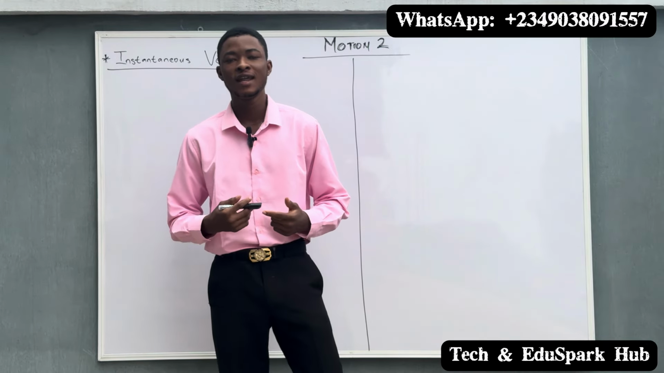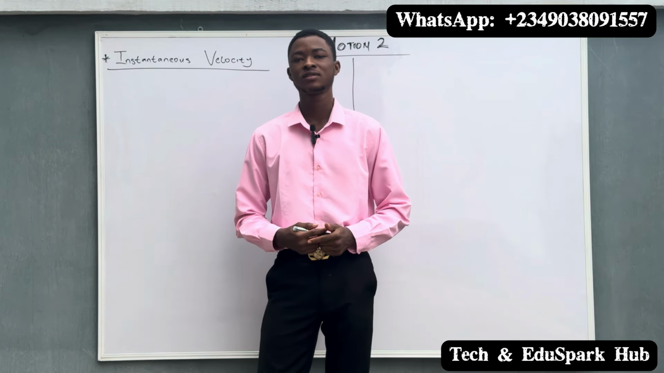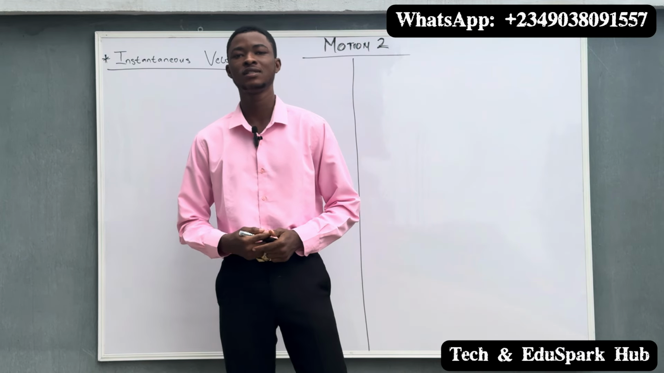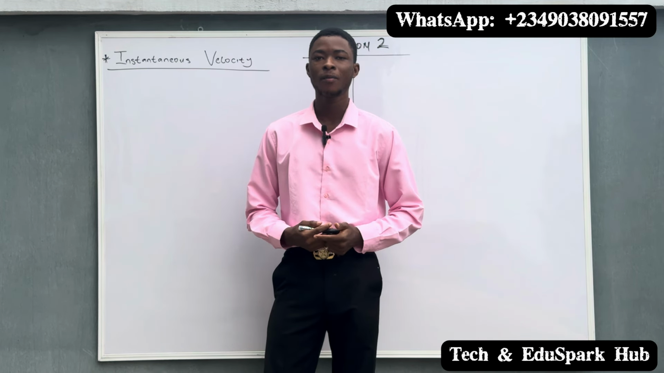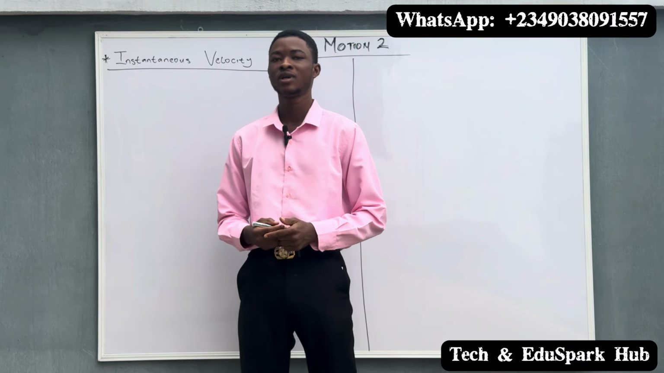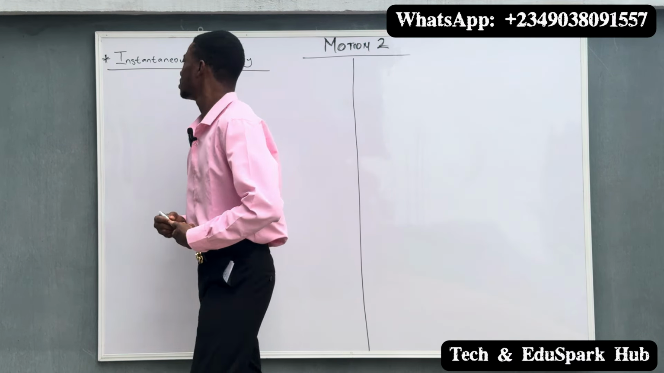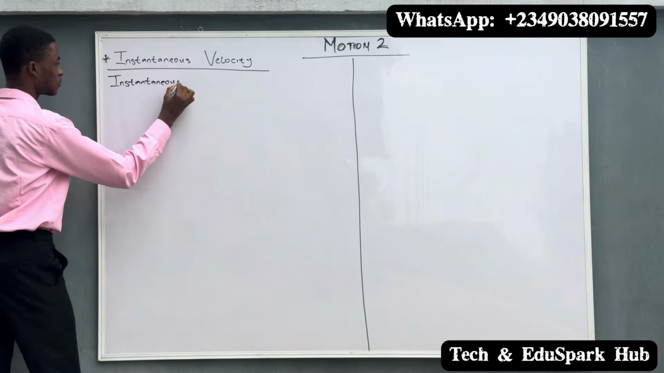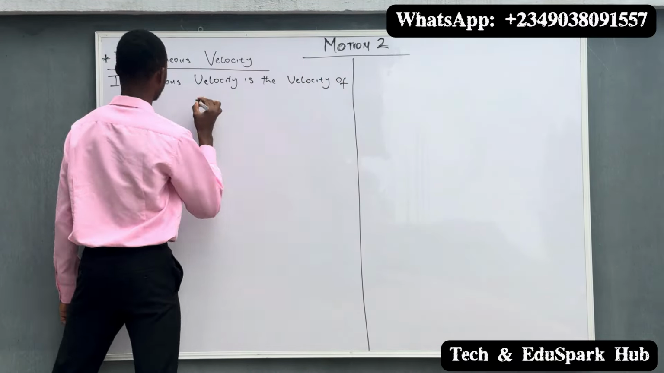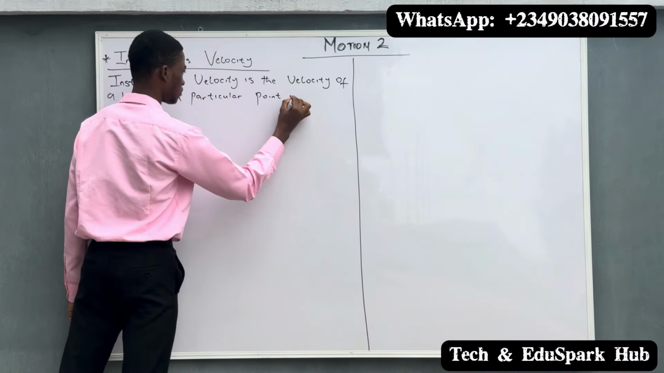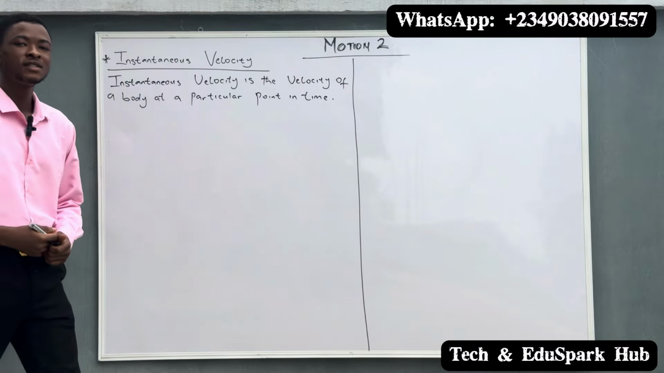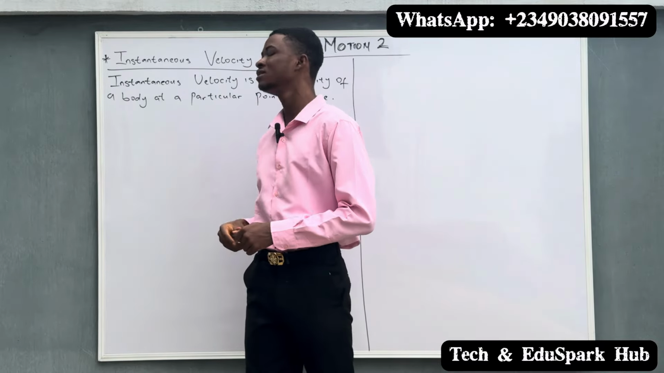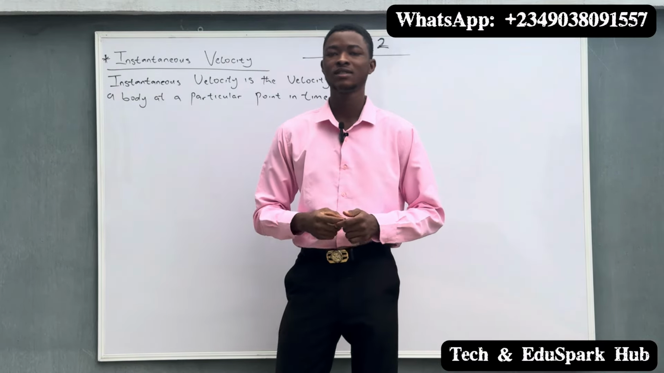So firstly, let's start with the instantaneous velocity. By definition, the instantaneous velocity is the velocity of a body at a particular point in time. So let me write the definition of the instantaneous velocity, and you can write that down. This is a simple definition of the instantaneous velocity. It is the velocity of a body at a particular point in time.